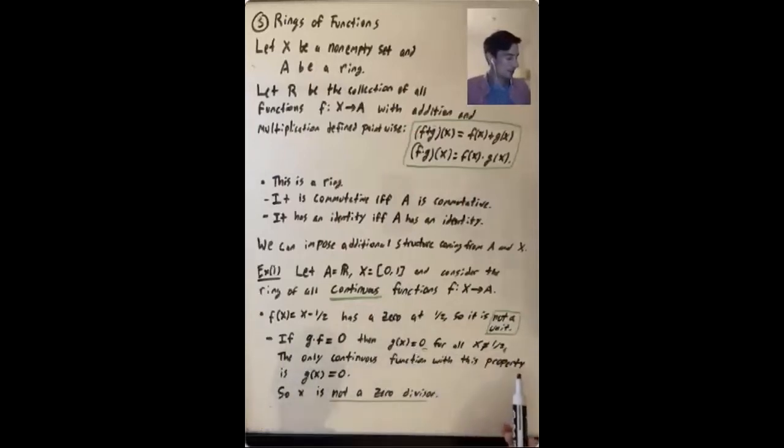So the only continuous function with this property is g of x being the constant function 0, which means that f of x is not a 0 divisor, because there's no non-zero function g that we can multiply it by to get 0. So it turns out that this ring does have a lot of 0 divisors. This just isn't one of them. So I'll pause and erase and give some examples of 0 divisors and say a little bit more about rings of functions.